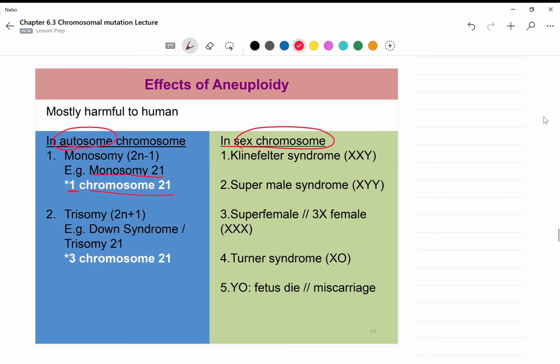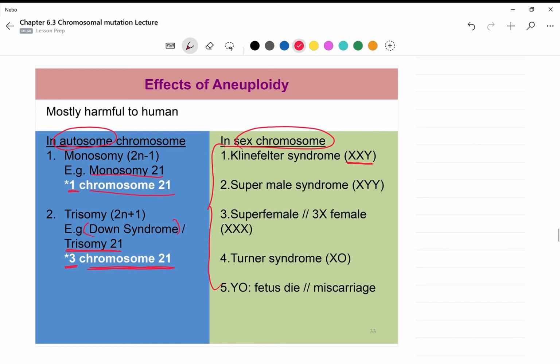The opposite of this is trisomy 21. The more popular name for this is Down syndrome. This means we have 3 chromosomes at chromosome number 21. If aneuploidy happens in sex chromosomes, we might have 5 different outcomes. The first possible outcome is what we call Klinefelter syndrome, where the genotype is XXY.